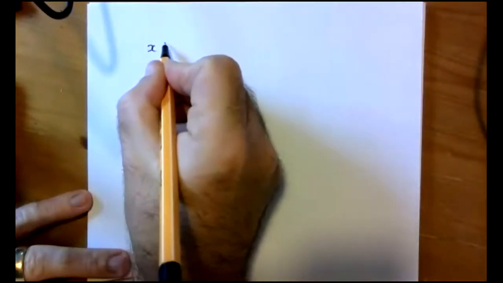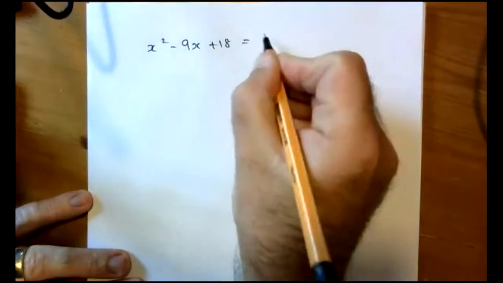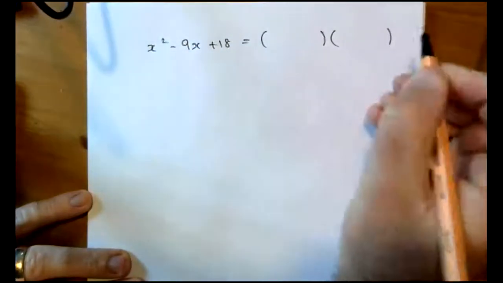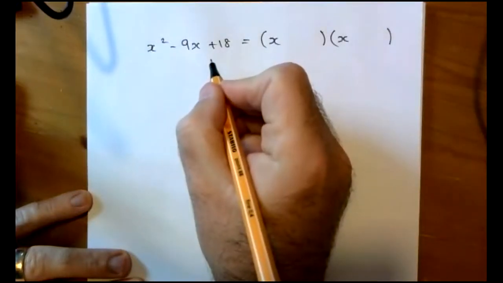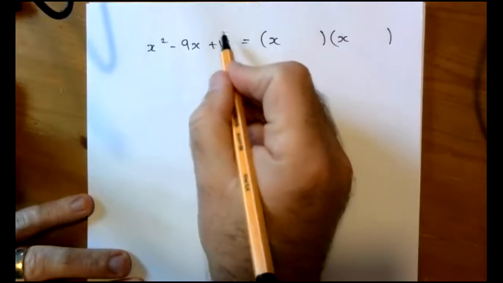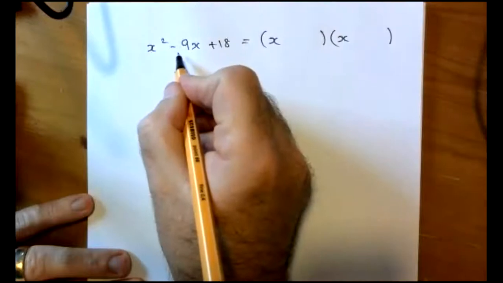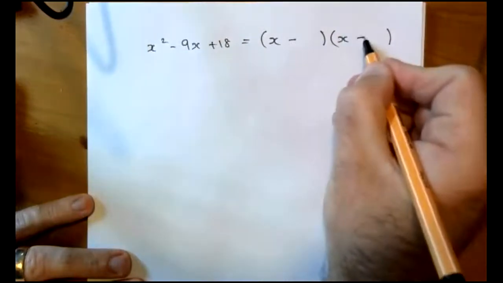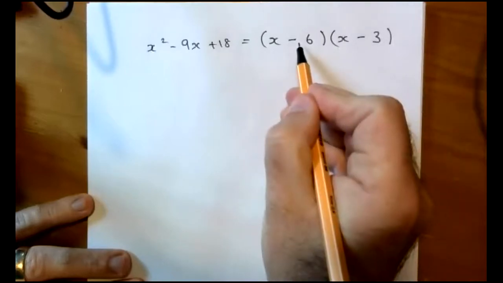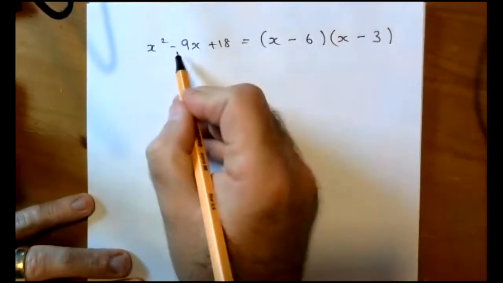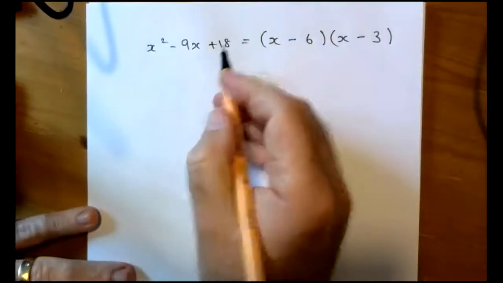So x squared minus 9x plus 18 will factorise to give us (x ...)(x ...). So I'm looking for 2 numbers multiplied together to give you a positive 18 and add together to give you a negative. So that tells me both signs are negative, and it's going to be negative 6 and negative 3. Negative 6 plus negative 3 gives you negative 9. Negative 6 times negative 3 gives you positive 18.